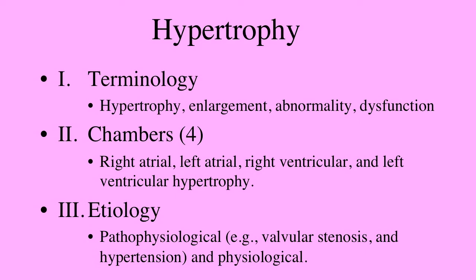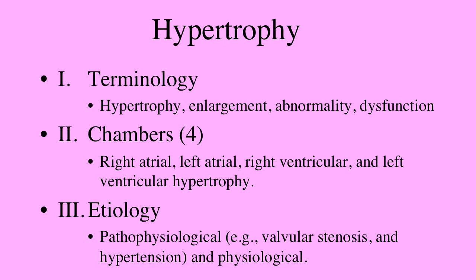The etiology, or origin, what causes this, could be pathophysiological. For example, valvular stenosis. If you think back to anatomy, you have the aortic valve, which comes out of the left ventricle. Stenosis means a narrowing. If that aortic valve is narrow, then it puts a lot of pressure on the left ventricle, and the left ventricle often hypertrophies because of that. So any valve that's narrow will put pressure on the chamber that has to pump through that valve.